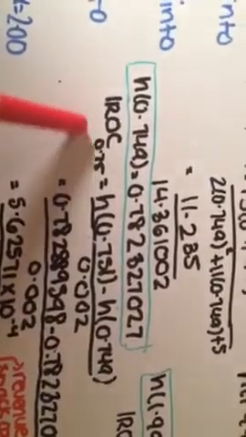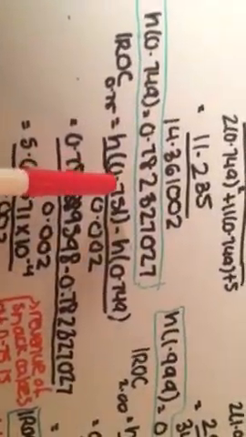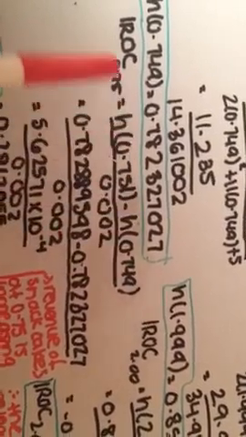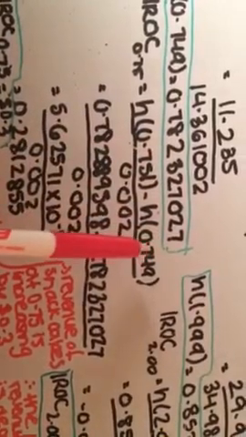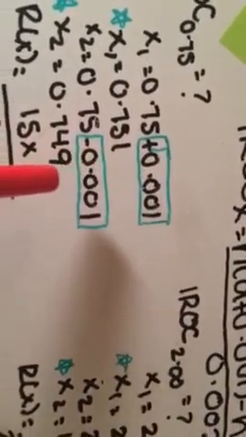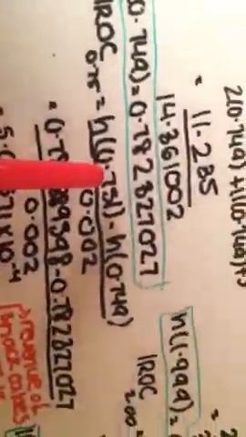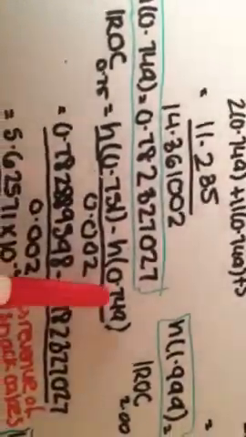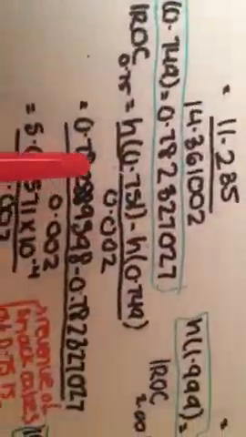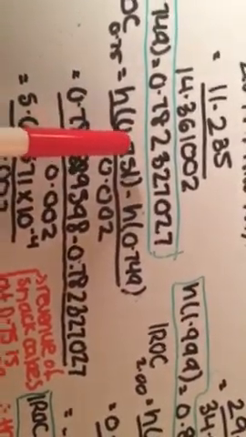So just take a quick look at that. Since we're solving for IROC of 0.75, we're going to take h of 0.75 minus h of 0.749 and put that all over 0.002. Now we got 0.751 and 0.749 from our x1 and x2 values up here, here and here. So we're going to substitute what we solved for 0.751, which is this nice long number here, and 0.749, which is this nice long number here.